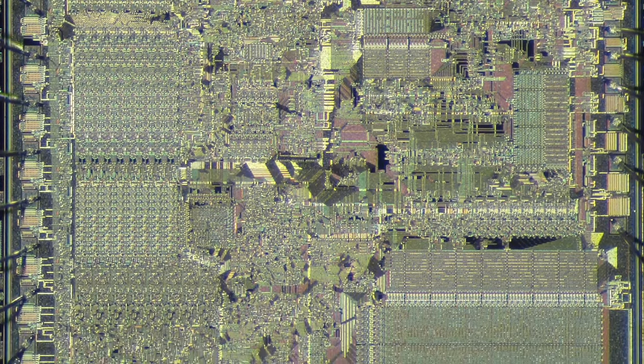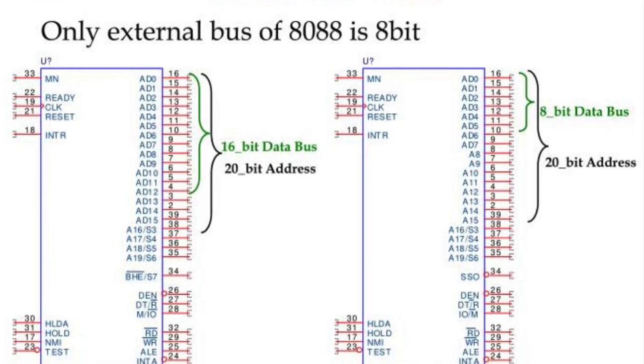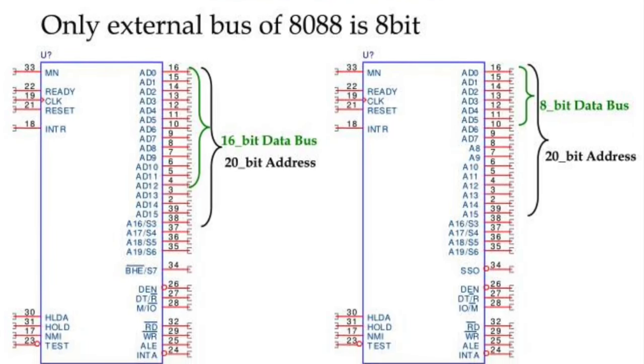The 88 was architecturally very similar to the 8086. The main difference is that the 8086 is a true 16-bit processor. The 8088 is not. Internally, the 8088 is a 16-bit processor, but the 8088 has an 8-bit data bus. Whereas the 8086 can read and write 8 or 16-bit data at a time, the 8088 can only do 8-bit data transactions at a time.